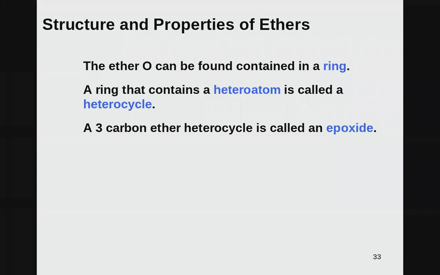Now, ethers do some cool stuff. Ethers can actually be found in a ring, which I think looks pretty cool. So this is what we have, ether. So ROR, but in this case, it's a cyclic ring, right? It's a 3-member ring. I know it doesn't look like a ring, but ring, remember, means just it goes like this. Now, a ring that contains a heteroatom, in this case we have 2 methyl groups, is called a heterocycle. And a 3-carbon heterocycle is called an epoxide.